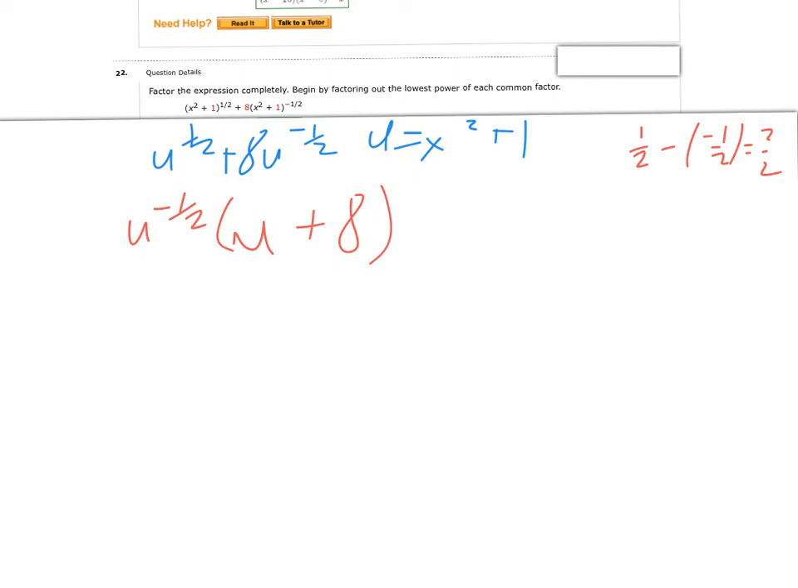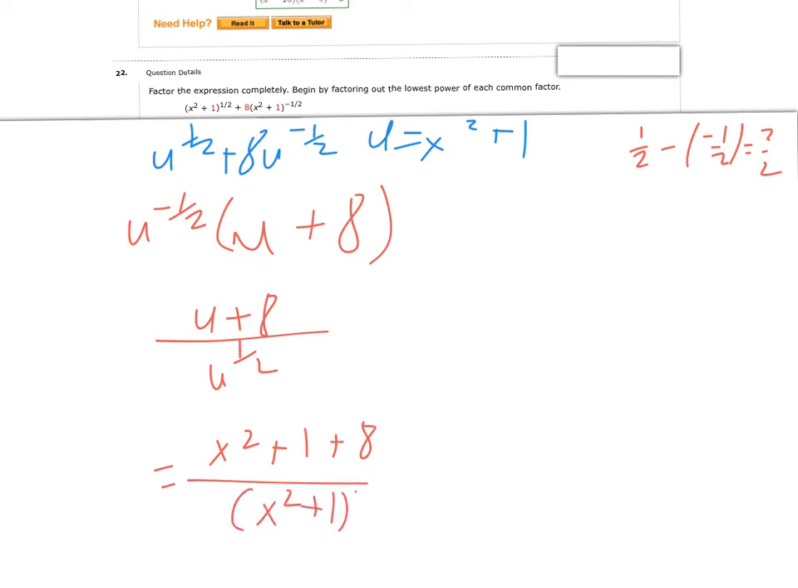So I would always drop this negative exponent down to the bottom, and then I'm actually ready to plug back in. So this will become x squared plus 1 plus 8 over parentheses x squared plus 1 to the 1/2 power, which I would just simplify to x squared plus 9 over x squared plus 1 to the 1/2 power.